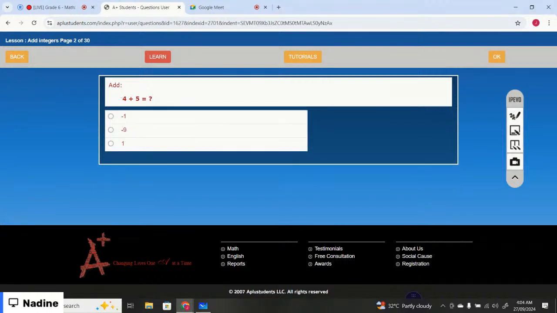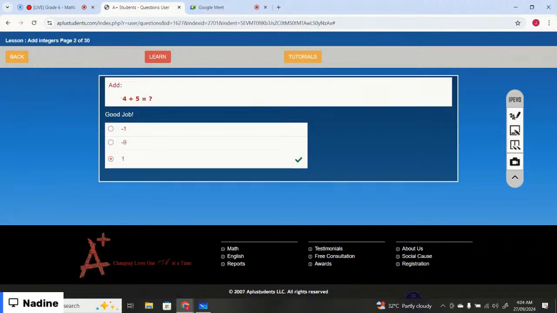The next one is negative 4 plus 5. One of the integers is negative, the other is positive, right? And the smaller integer is negative. So you simply have to subtract them, right? So 5 take away 4 is 1. The correct option is 1.